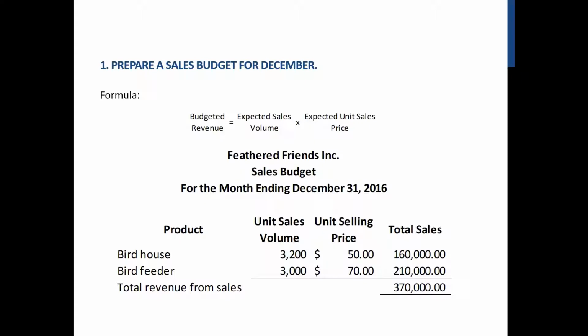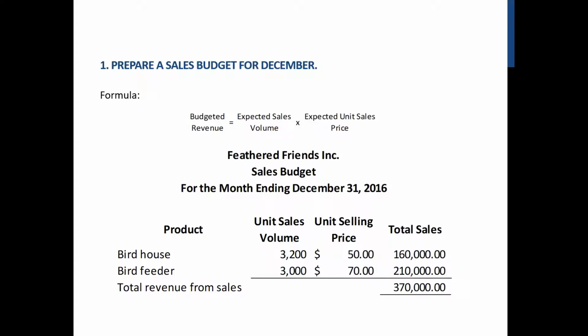Number 1. Prepare a sales budget for December. So the formula for the budgeted revenue is expected sales volume multiplied by the expected unit sales price. Presented below is the sales budget for Feathered Friends Inc. for the month ending December 31, 2016.